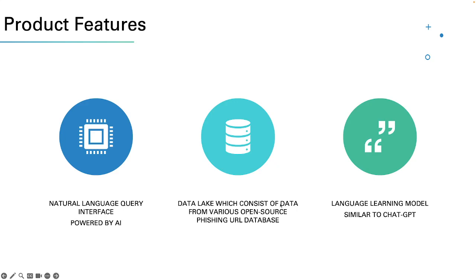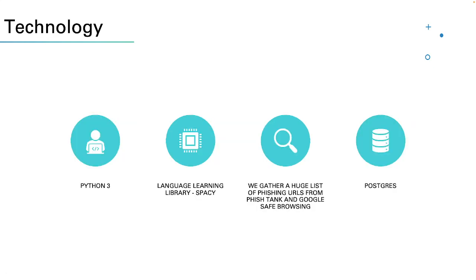Data lake, which consists of data from various open source phishing URL databases, like PhishTank, Google Safe Browsing, OpenPhish. It is an LLM model similar to ChatGPT, a large language model. The technology it uses is Python, a programming language which powers the whole interface. Everything is powered by Python, with a learning library called spaCy.